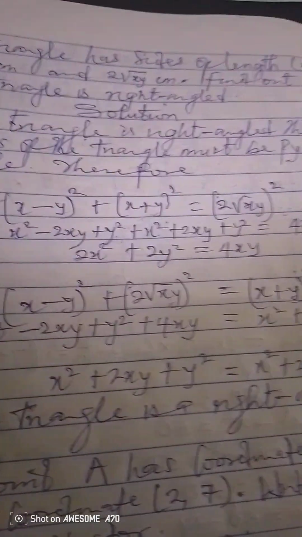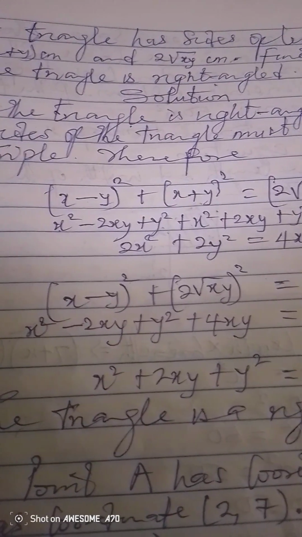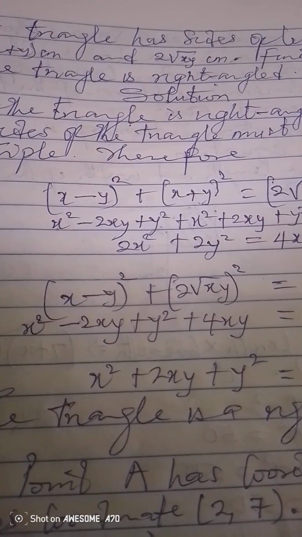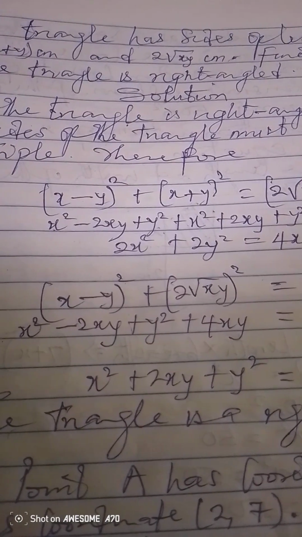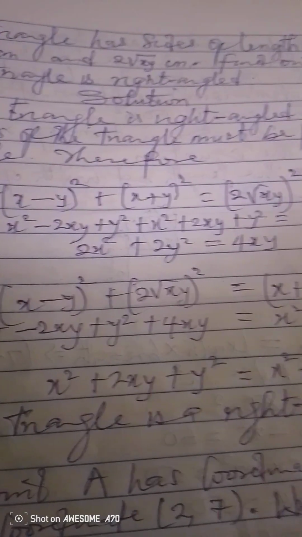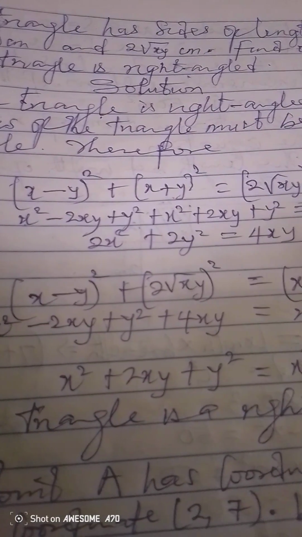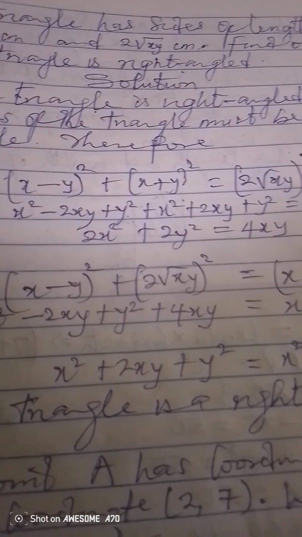Here comes the solution. If the triangle is right angled, then the sides of the triangle must be a Pythagorean triple. Therefore, we try out this: (x minus y) squared plus (x plus y) squared equals (2 root xy) all squared. If we open the brackets, we have x squared minus 2xy plus y squared plus x squared plus 2xy plus y squared equals 4xy.